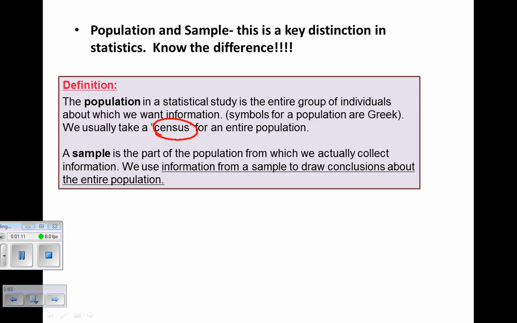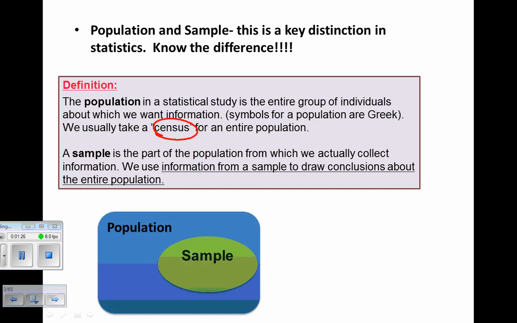A sample is when we just use certain people. So maybe you just interview your teachers, just out of the whole population. So we use the sample to draw conclusions about the entire population, because a lot of times it's impossible to get data from the entire population. So here you can see that a sample is a subset of the population.